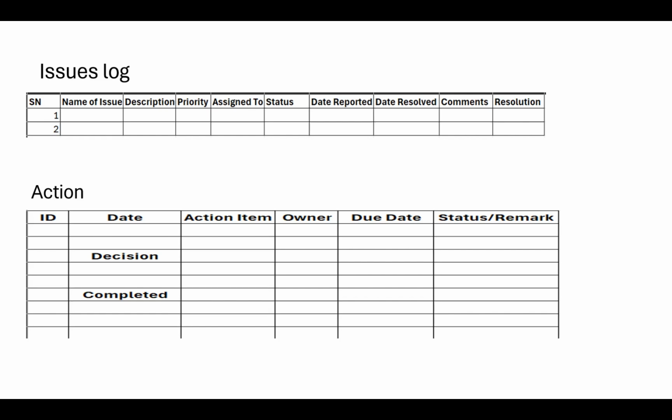Sometimes it can be a decision that has been made. We have all agreed that this will be done. You put it under decision. And when an action is completed, you take it from the active actions and push it to the completed. These are completed actions. You're only dealing with the active actions. Are we clear with this so far?